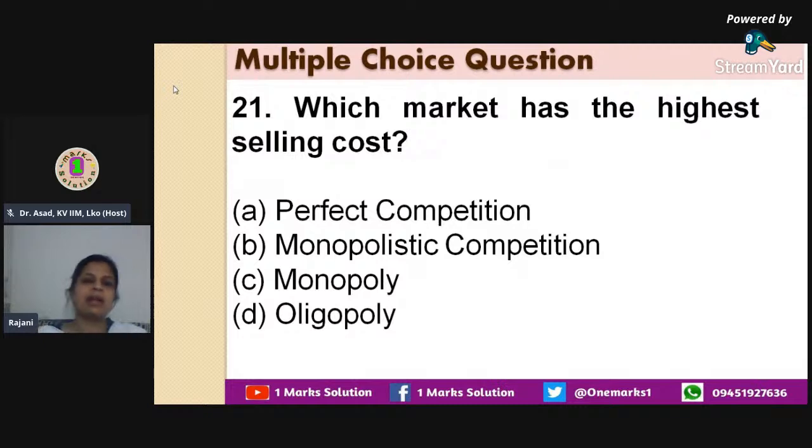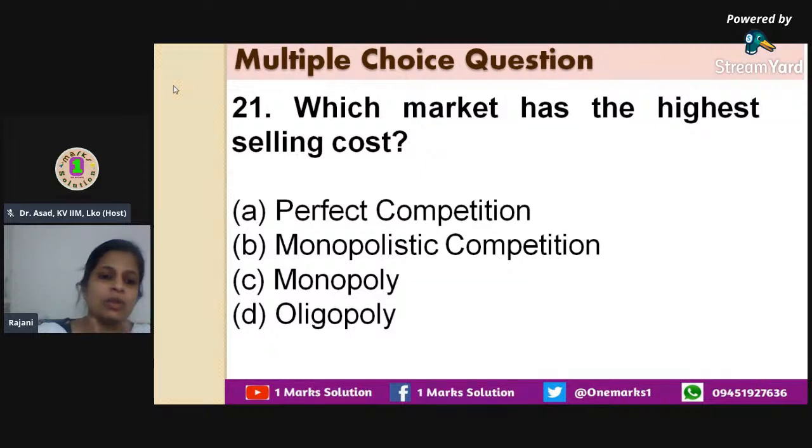Next question: which market has the highest selling cost? In perfect competition, there is no selling cost because all are selling the same products. In monopolistic competition, they have selling cost. It is very important, selling costs are very much relevant in monopolistic competition as well. In monopoly, entry and exit is restricted. One seller, so selling cost is not that relevant in monopoly.